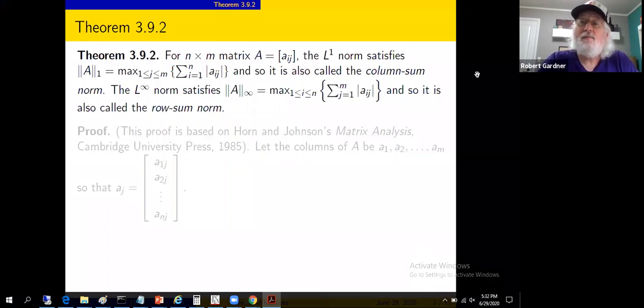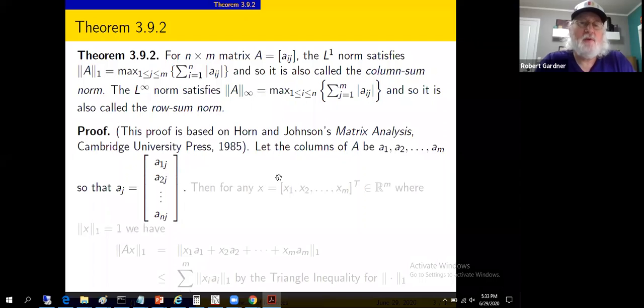The claim is that when we take our definition of induced matrix norms based on vector norms, we get these representations when using L1 norms and L infinity norms respectively. This proof comes from Horn and Johnson's Matrix Analysis book. I've got a copy from the mid-'80s. There's a newer edition out, a second edition, maybe even a third edition by now. But the stuff is correct in this old copy.